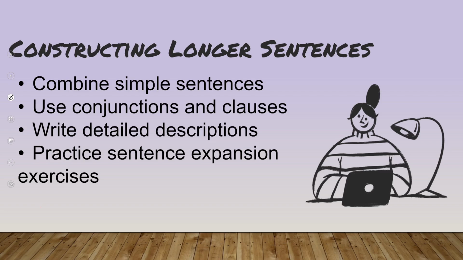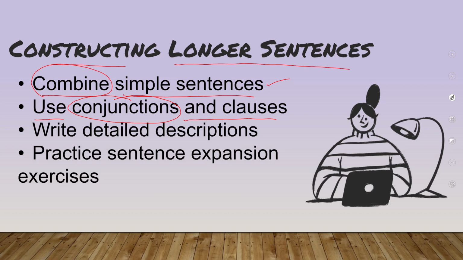So, how do we construct longer sentences? We combine, put together simple sentences, and we use conjunctions and clauses. What are conjunctions? They are parts of speech, words that are connecting two different things together, like and, or, but, for. All these are conjunctions. And then your clauses, which include different kinds of chunks of phrases. You need to write detailed descriptions and practice sentence expansion exercises.